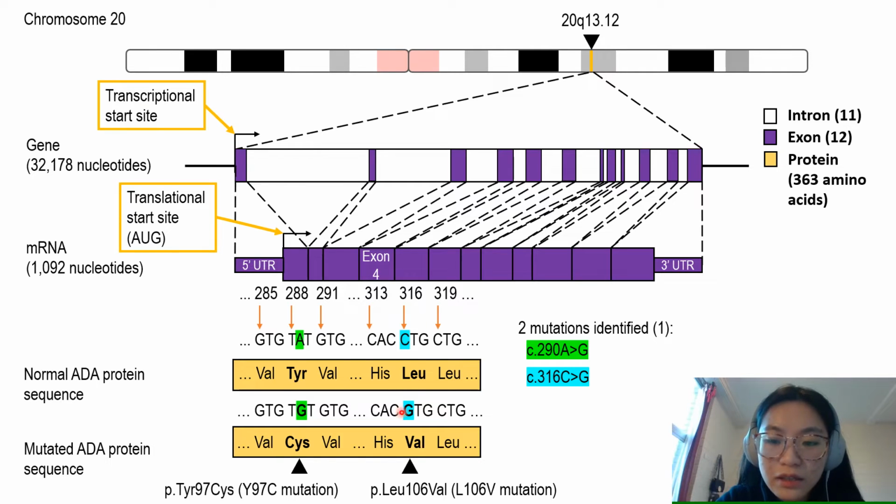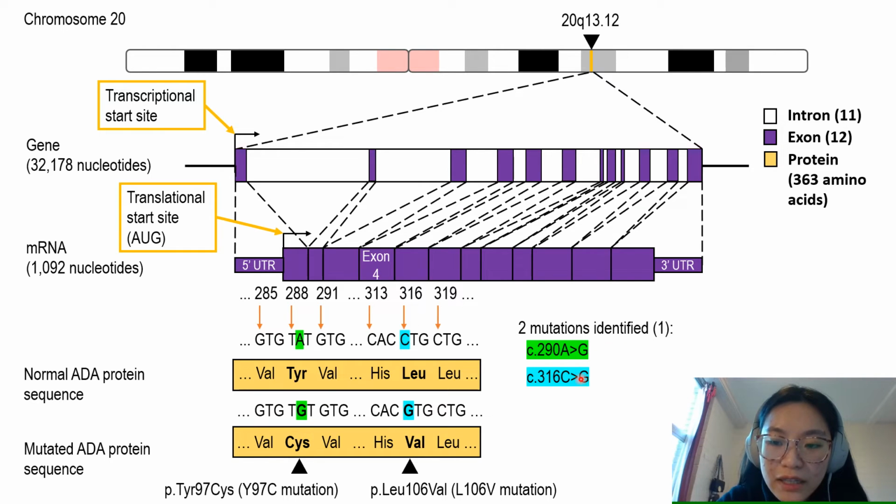So the first mutation is known as the Y97C mutation, and this is due to a substitution of the nucleotide A for a G at the nucleotide position 290 of the coding sequence. This is a zoom in of the coding or the mRNA sequence. And this leads to an amino acid tyrosine being replaced by a cysteine at the amino acid position 97 on the protein sequence, producing a mutated ADA protein sequence, and hence the name Y97C.